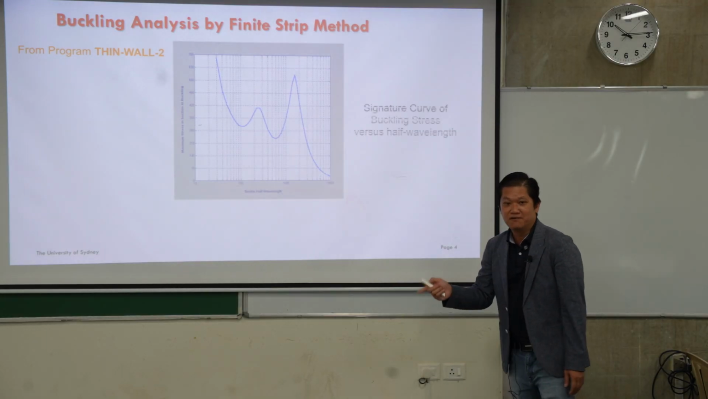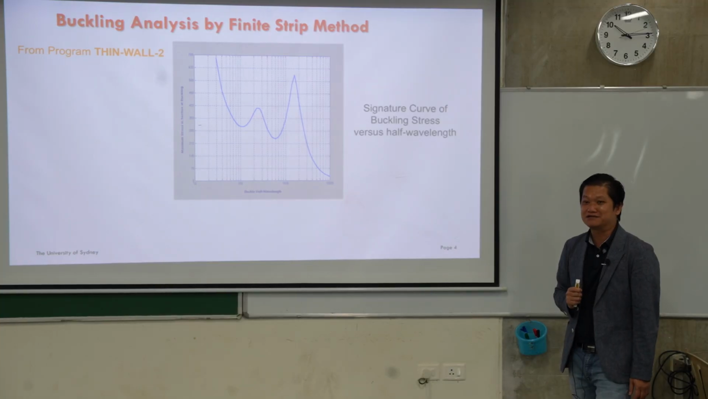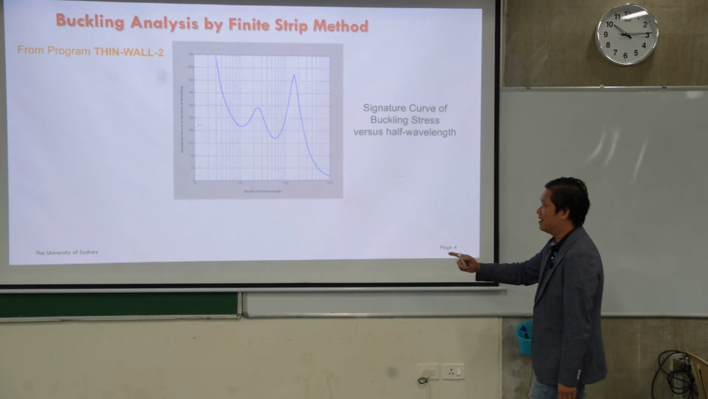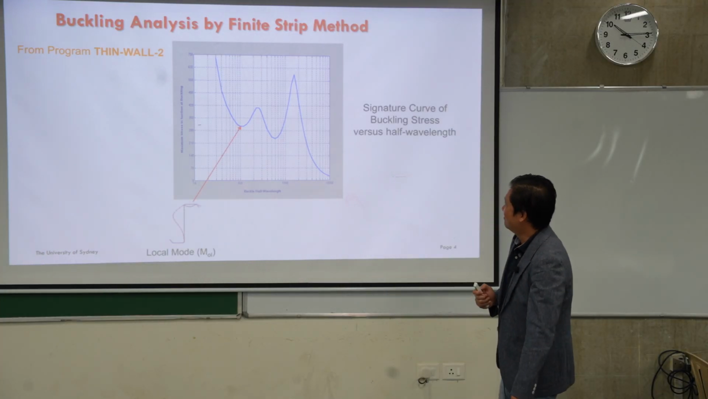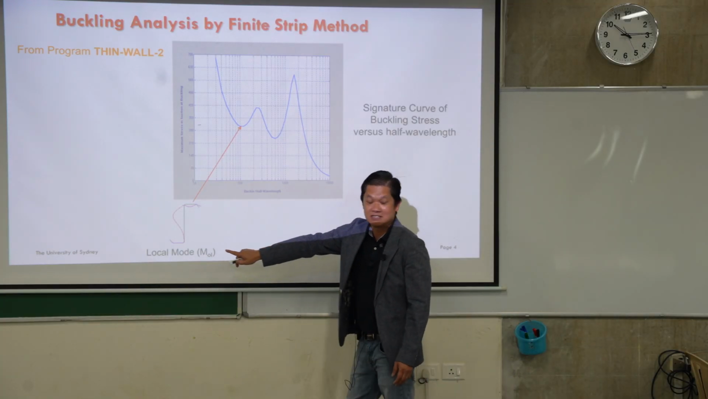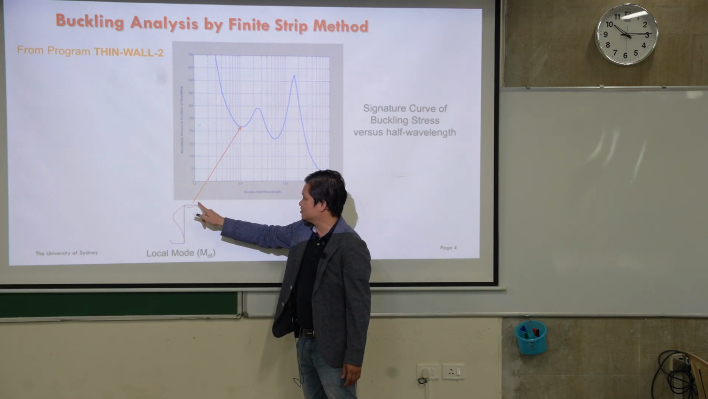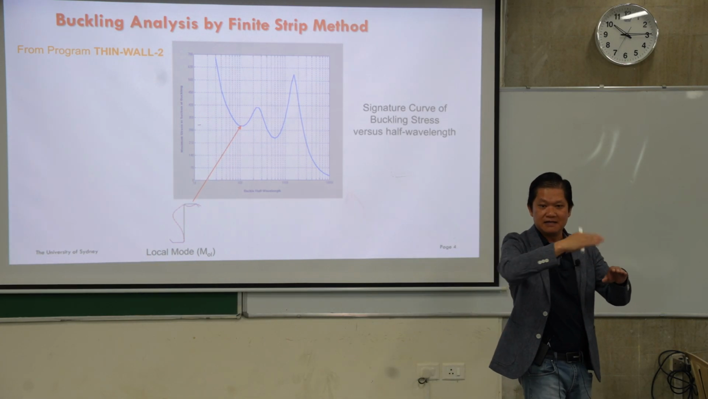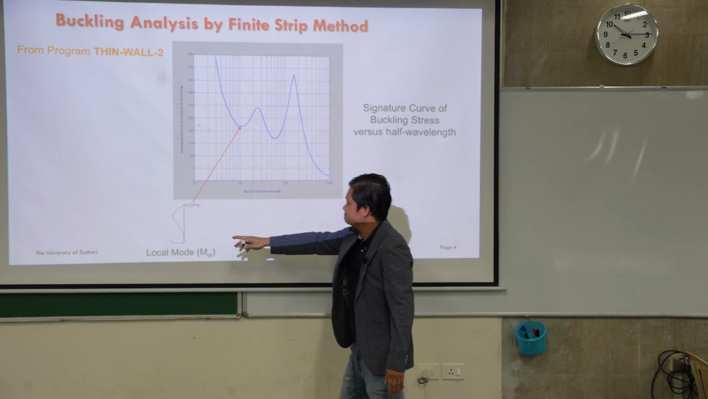Okay, so we learned from yesterday, and then we're going to do it. So from thin wall, you get a very famous figure that is called the signature curve. And now everyone, I hope that is clear about halfwave length and length. All right. So the first minimum point is local buckling. You can see it happens within the element, the junction line is still straight. Just buckles in and up and down, or in and out, in a wave in that element.